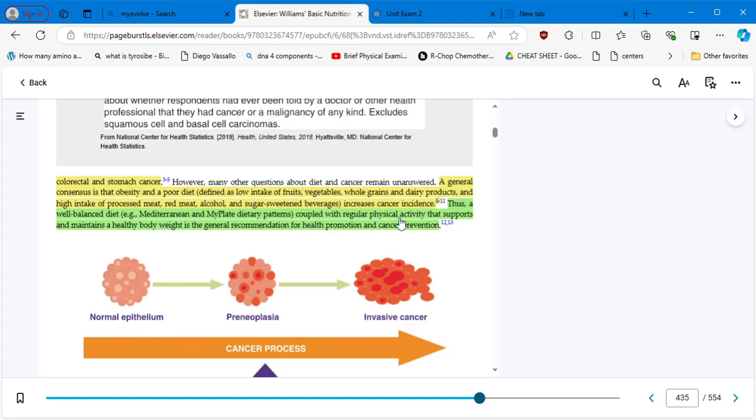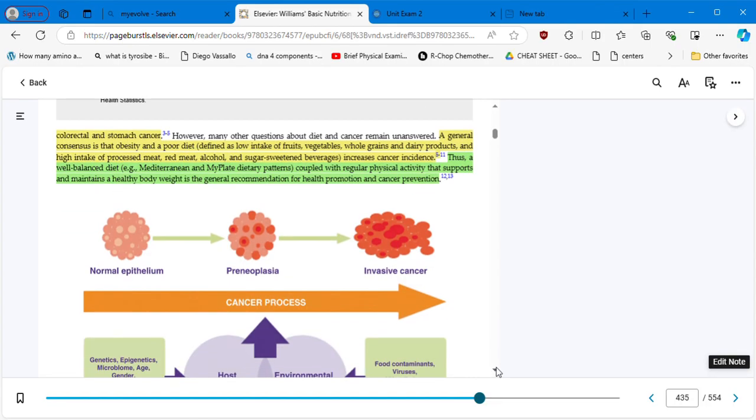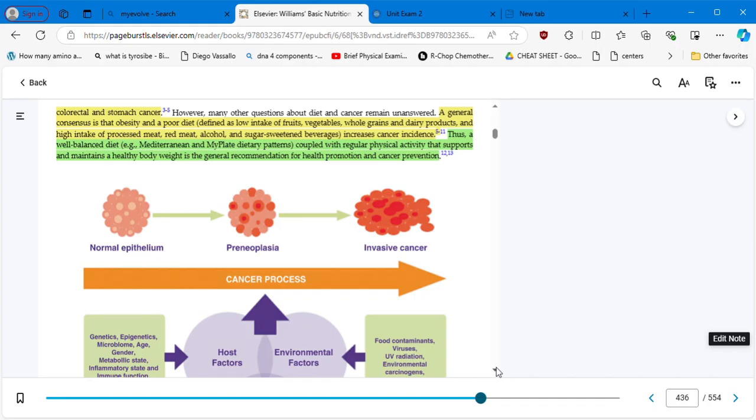Coupled with regular physical activity that supports and maintains a healthy body weight is the general recommendation for health promotion and cancer prevention. Again, you have your Mediterranean diet, from which I experienced great benefits when I did my capstone project in breast cancer survivors. The study was done on postmenopausal women who were having obesity.